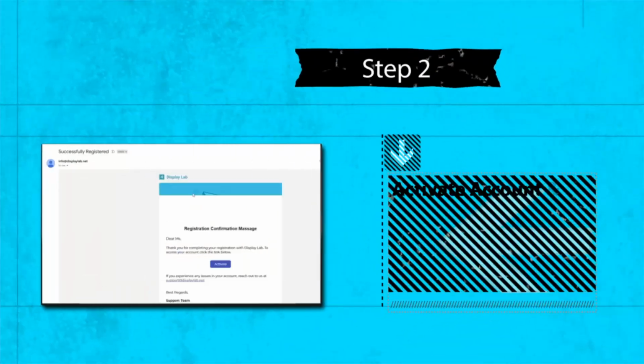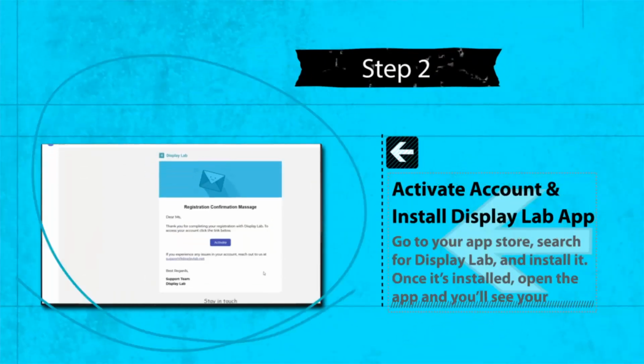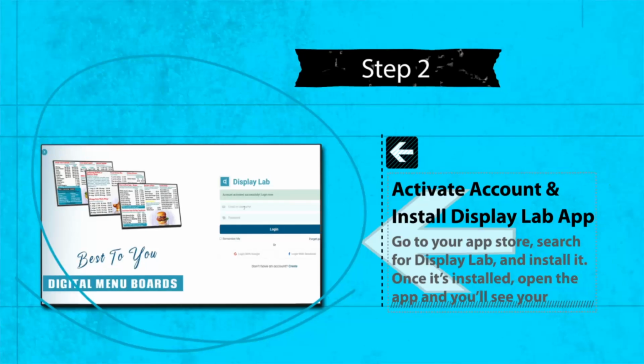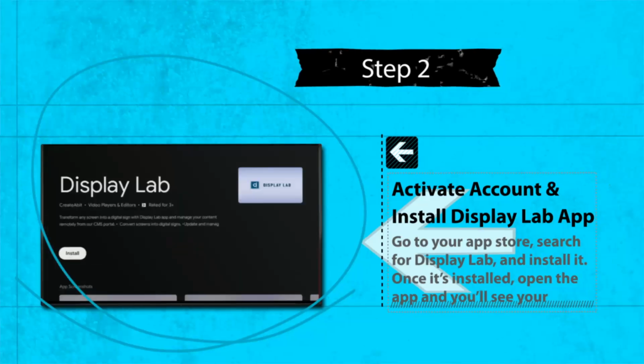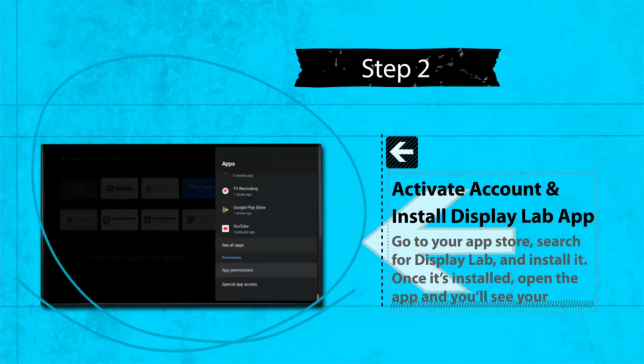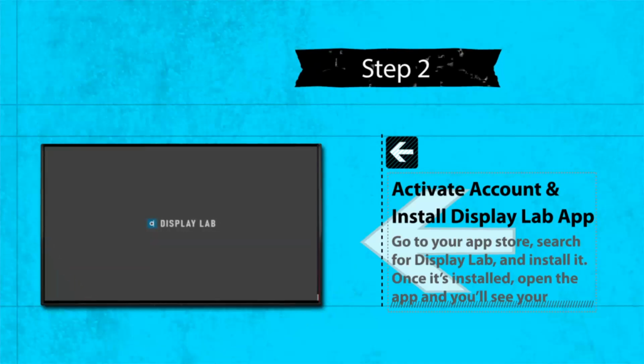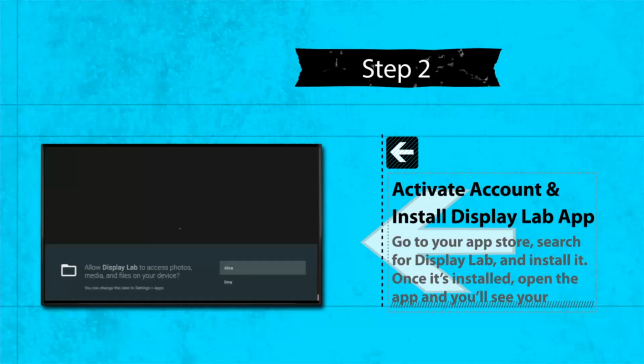Now, please check your email and open the Successfully Registered email or Activate Your Display Lab account email. The next step is to install the Display Lab app on your device or TV. Once it is installed, open your TV settings and enable Display over other apps or allow background app permissions for the Display Lab app so it automatically runs when the TV turns on.